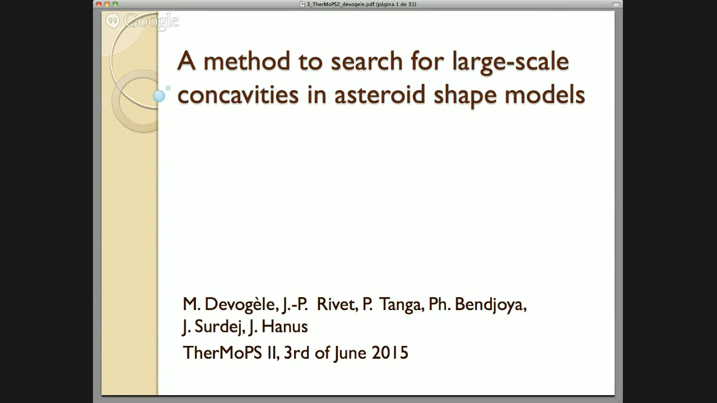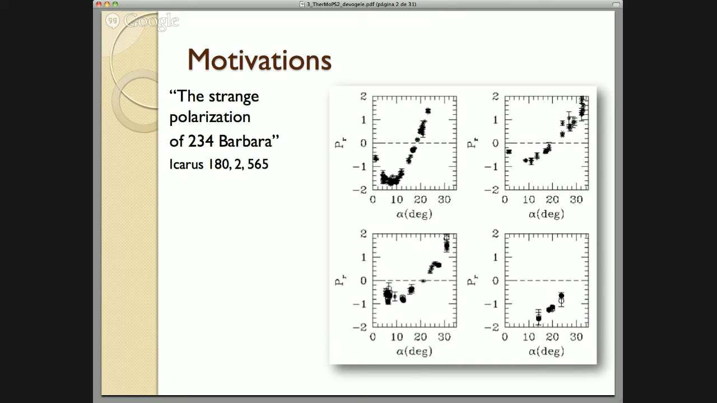The reason for this large inversion angle is still unknown, but some assumptions were made to explain it. One of these assumptions was that maybe large-scale concavities may play a role in the polarimetric observations.